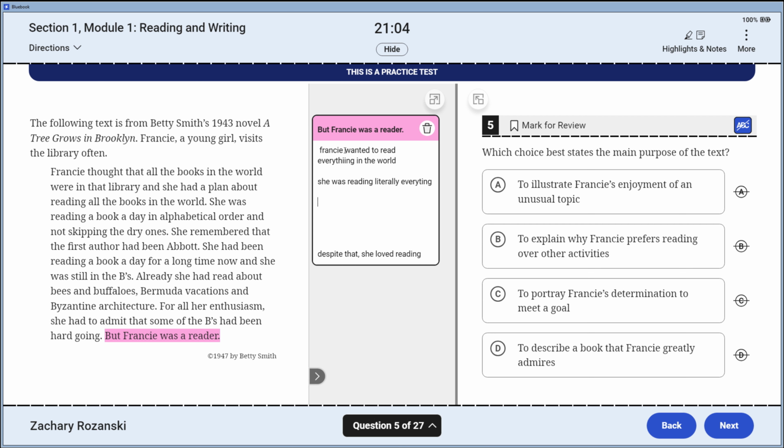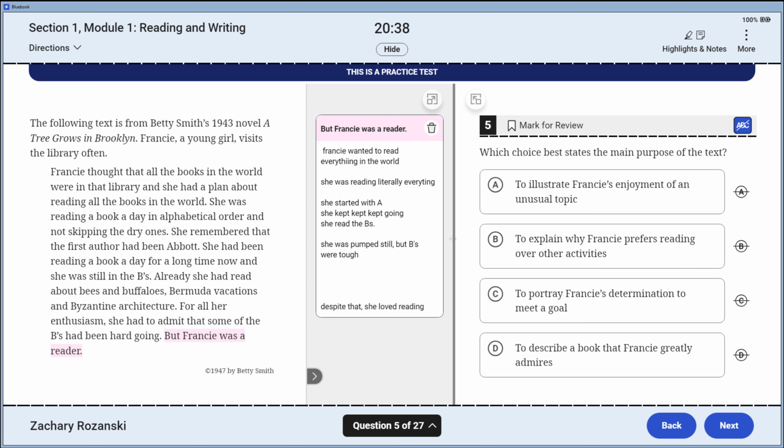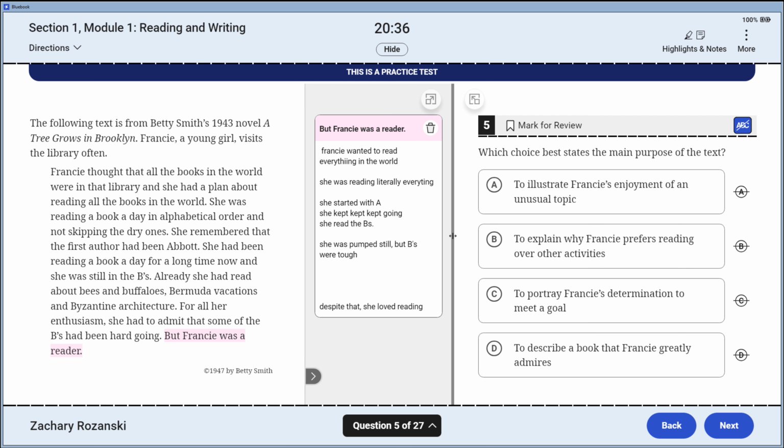She remembered the first author. She started with A. She kept reading. She kept going. She read the B's. For all her enthusiasm, she was pumped still, but the B's were tough. But she's persevering through that. She loves reading. All right, I have an understanding of this person's ambitions as I start reading the options.